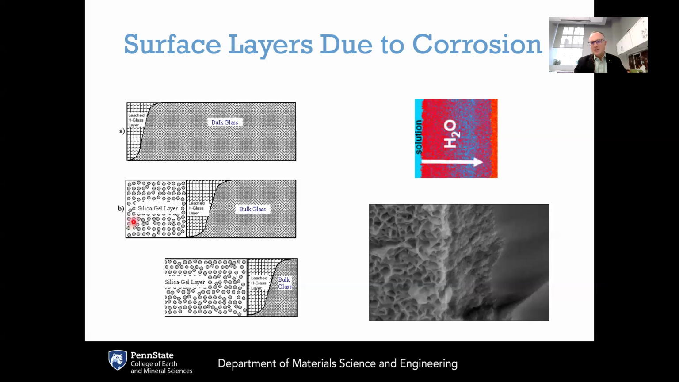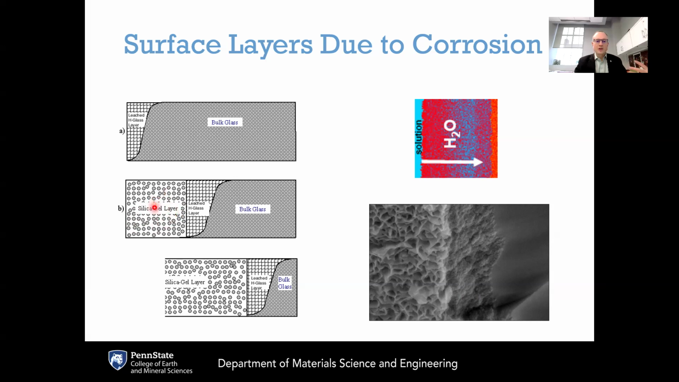released, leaving behind kind of a skeleton of the silica network. That skeleton of the silica network can become very hydrated with a combination of chemisorbed and physisorbed water. And that creates what's called the silica gel layer. The silica gel layer at the surface has a lot of these modifier ions removed, leaving behind open space that gets filled by water.